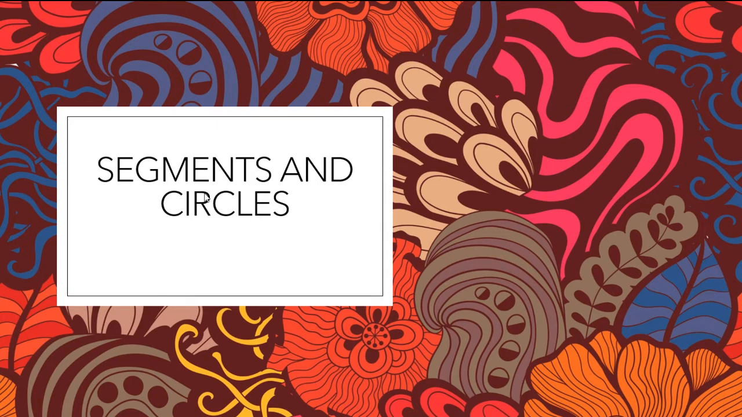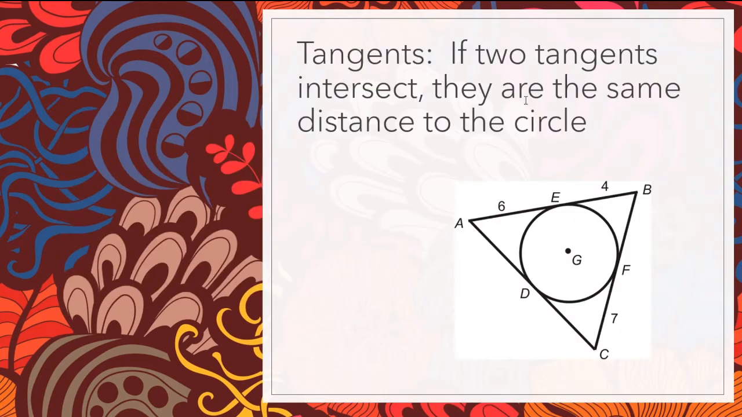We're going to be talking about segments and circles today. And one of the first things that you see when you're looking at your packet is something like this, and it asks you to find the perimeter. Well, to find the perimeter, you have to know a little bit about tangents.